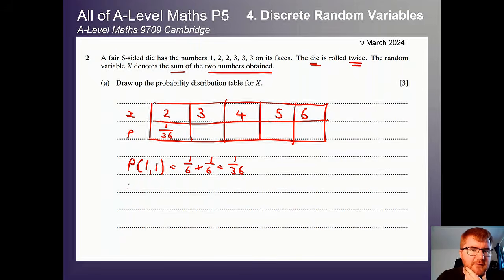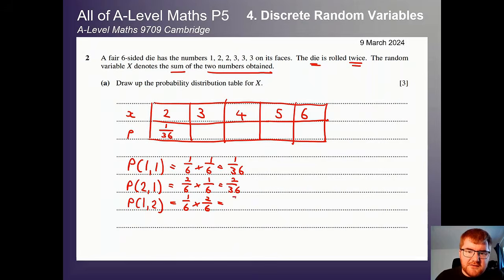Let's think about 3 next. So the way we can get 3, we can either do 2 and 1, that way round. We can also do 1 and 2 as well. So we need to count both here. So let's think, the probability of a 2, that's going to be equal to 2 out of 6, then times 1 out of 6. So that's 2 out of 36. Other way round will just be the fraction swapped. So it gives us 2 out of 36. So combined here, we then get 4 out of 36. So that goes into here.